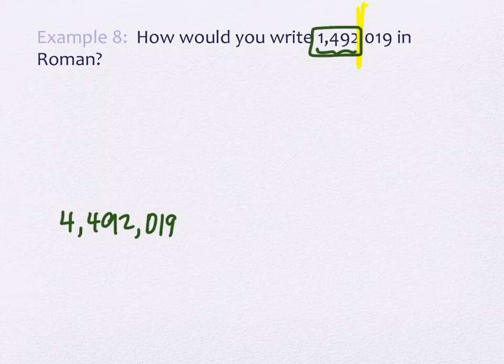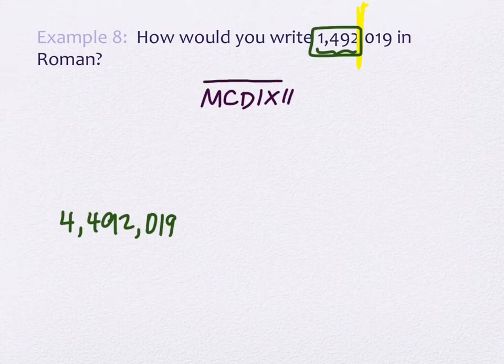How do I get a 1,000? An M. How do I get a 400? I did it just a minute ago. CD, good. How do I get a 90? IX, good. And how do I get a 2? 2 I's. And this number is actually times 1,000, right? I mean, that's where I put that yellow line to sort of distinguish the difference. So all of that has a single bar over it.